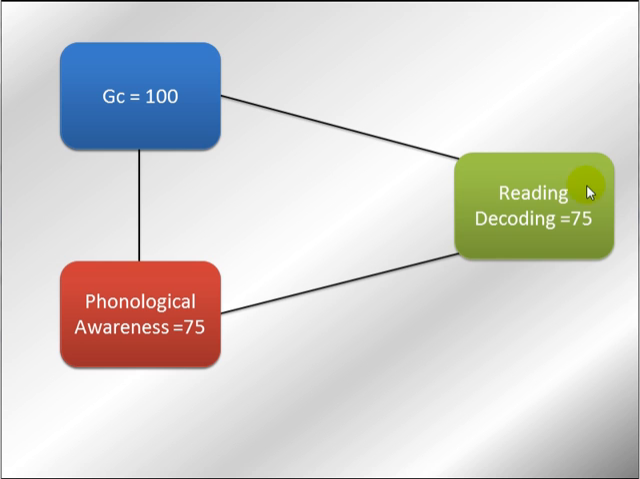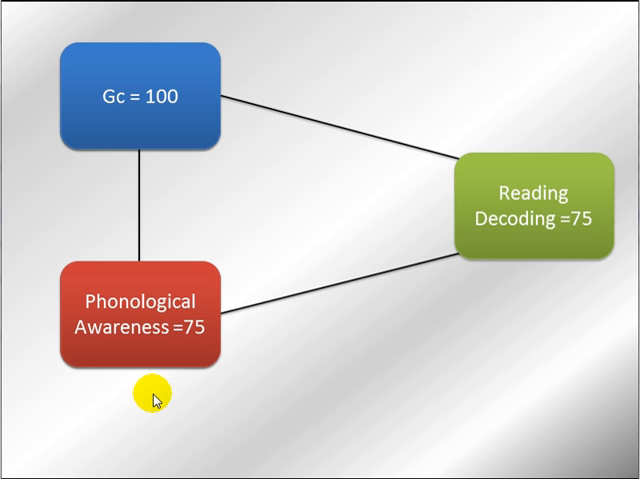That is, there's some academic domain, let's say we have reading decoding. This particular person has a reading decoding score of 75. An index score of 75 corresponds to the bottom 5th percentile. We would need to measure more abilities than just GC, but let's say this person has a 100 GC. GC means understanding of language and broad knowledge. A score of 100 would be an average score.